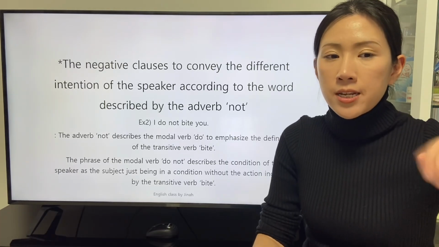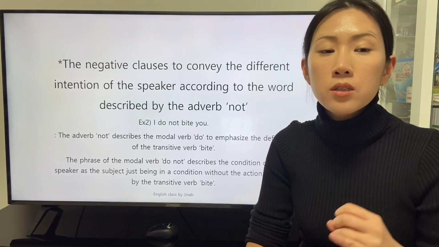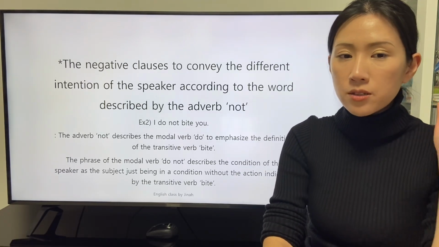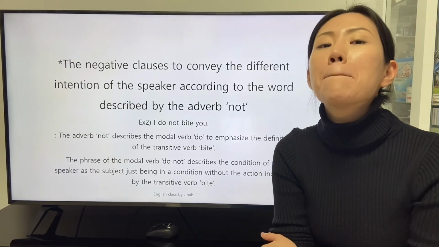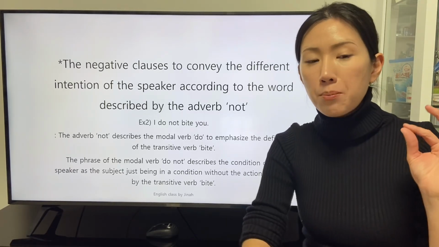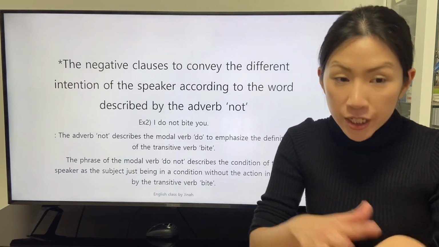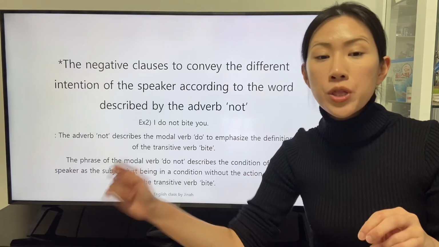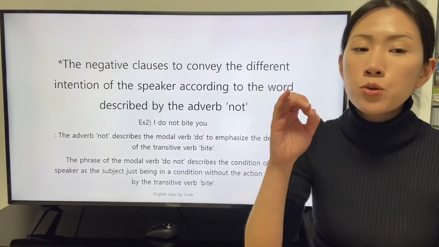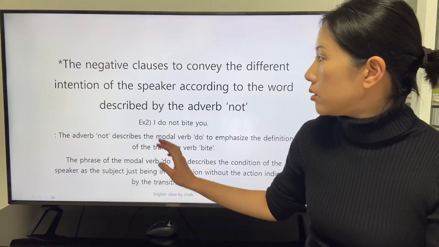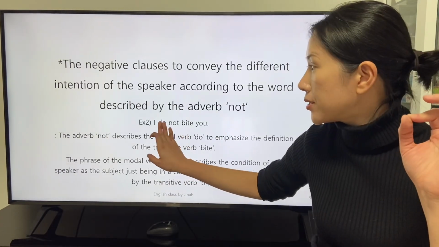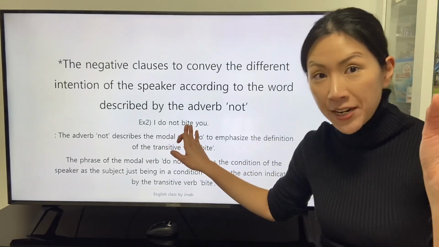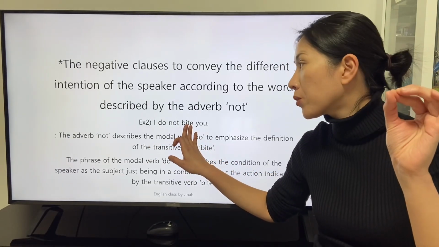The second clause is this: I do not bite you. The adverb not describes the modal verb do to emphasize the definition of the transitive verb bite. The phrase of the modal verb do not describes the condition of the speaker as the subject, thus being in a condition without the action indicated by the transitive verb bite. So, the adverb not describes the modal verb do to emphasize the definition of the transitive verb bite.